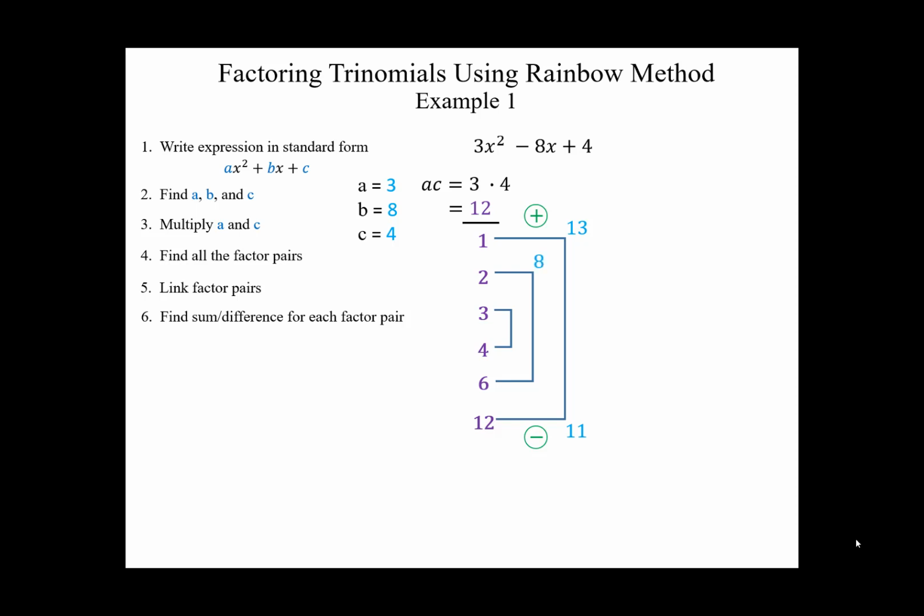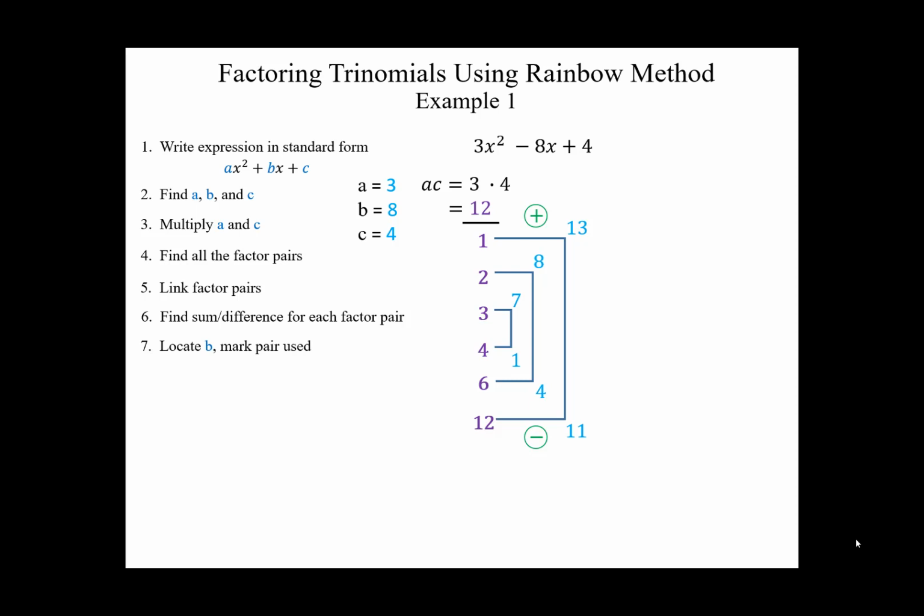The next pair, 6 plus 2 gives us an 8. And 6 minus 2 gives us a 4. For the final pair, 3 and 4 gives us a 7. And the difference of 3 and 4 is 1.